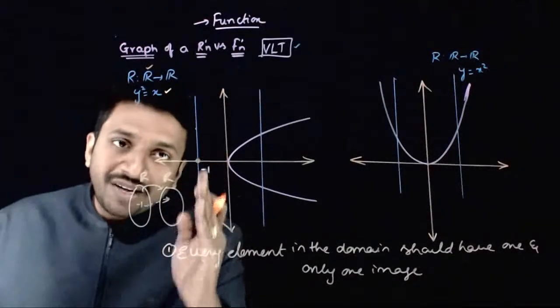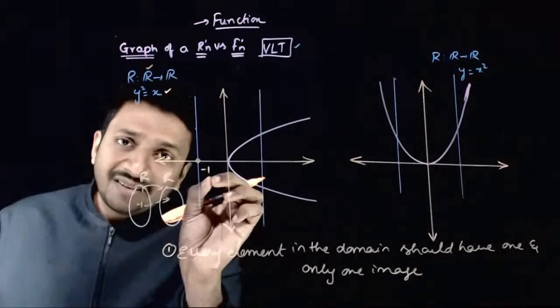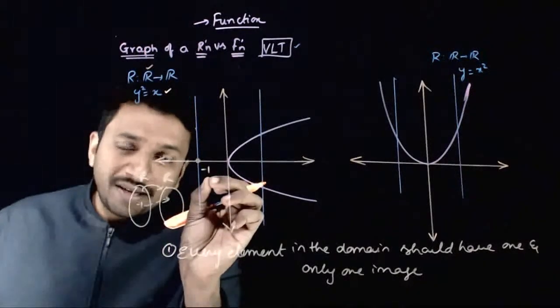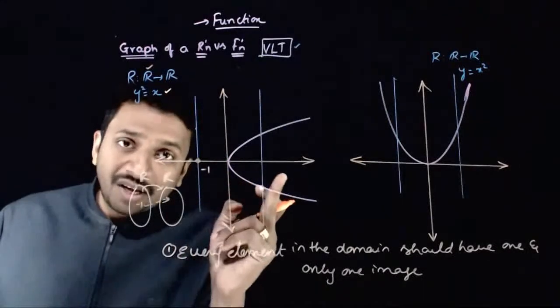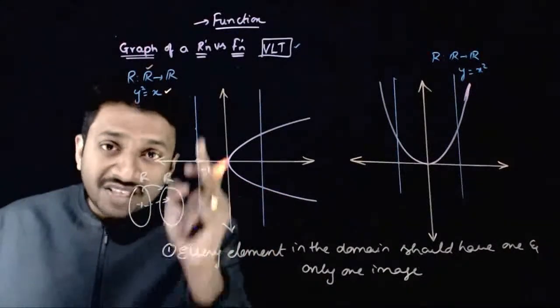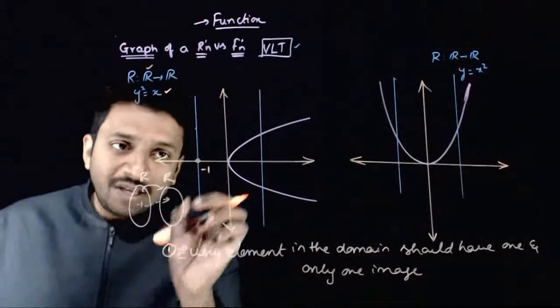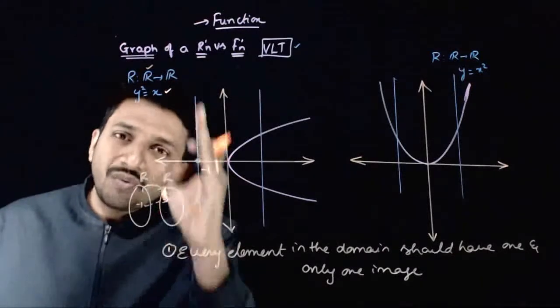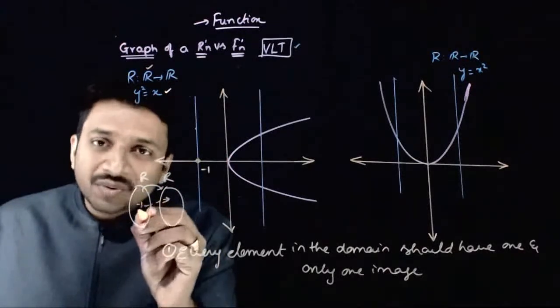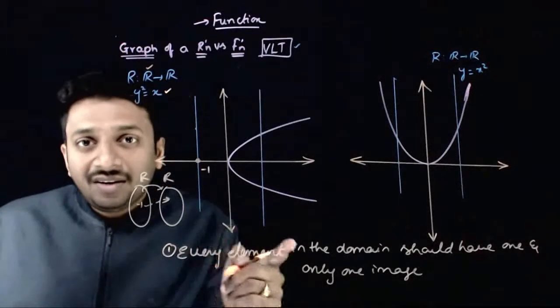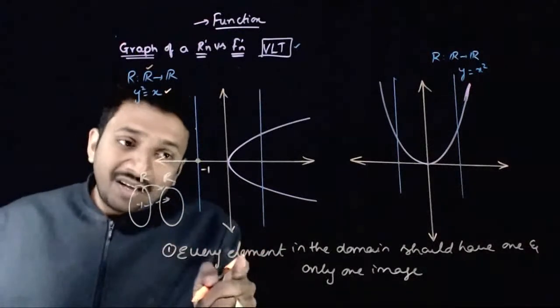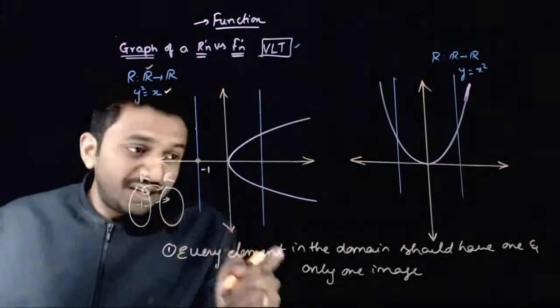So if you draw a vertical line at the point x is equal to minus 1, you can see that there is no point on the curve which lies on this vertical line. That means corresponding to x is equal to minus 1, there is no y. That means minus 1 is not connected. One of the conditions has been contradicted. That is, not every element in the first set has an image.